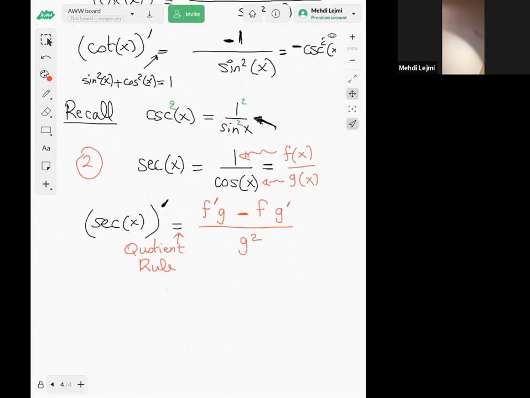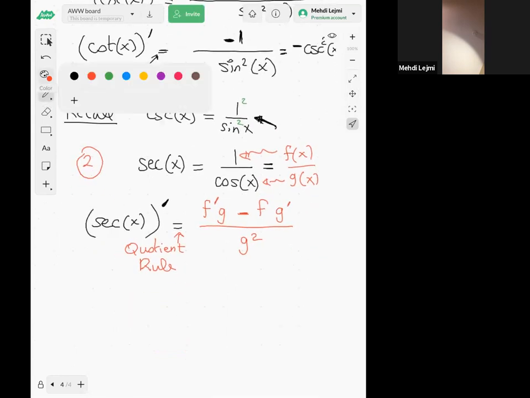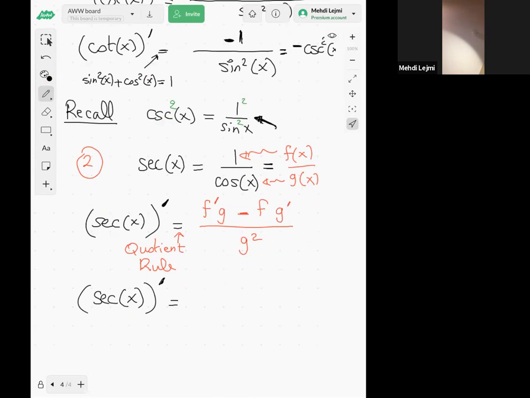Okay, so let's see. Then the derivative of secant of x. What's f prime? F is 1, a constant by itself. If you have a constant by itself, the derivative, we said, is 0.